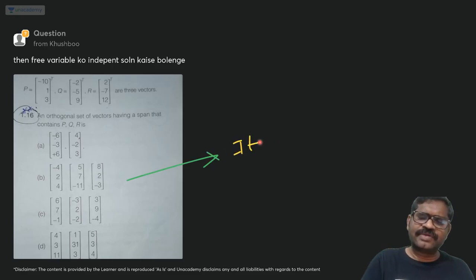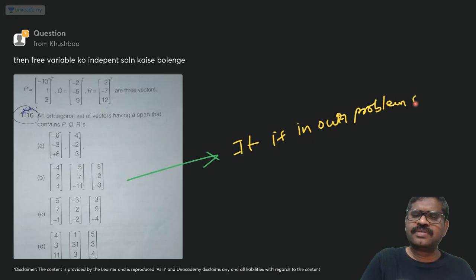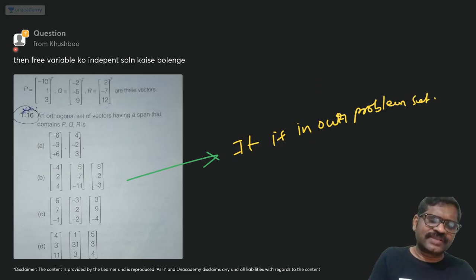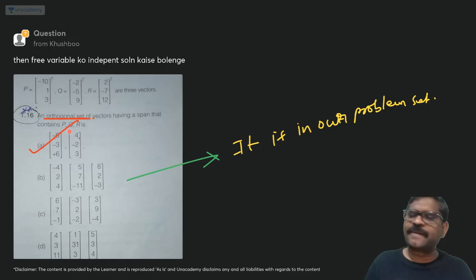It is in our problem set. You have to find out orthogonal vectors. Orthogonal vectors means dot product equal to 0. Dot product is 0 in the first option.